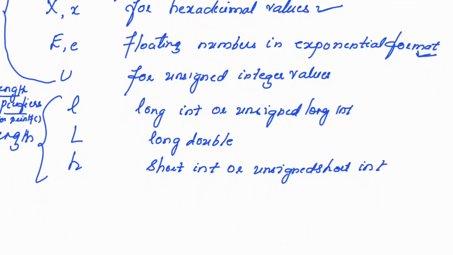Which are the length specifiers? While printing, if you want to specify the length of the output value, then you have to make use of these letters: lowercase l, uppercase L and h. Lowercase l is for long int or unsigned long int, whereas uppercase L can be used for long double values, and lowercase h can be used for short int or unsigned short int. This is all about the printf function.